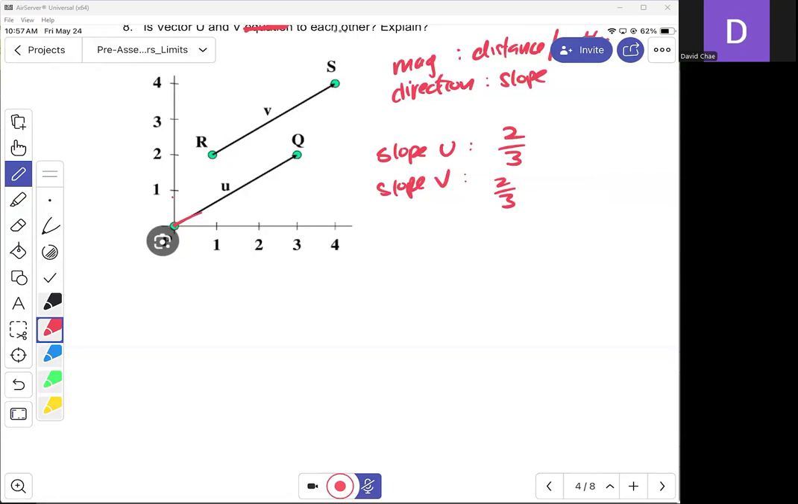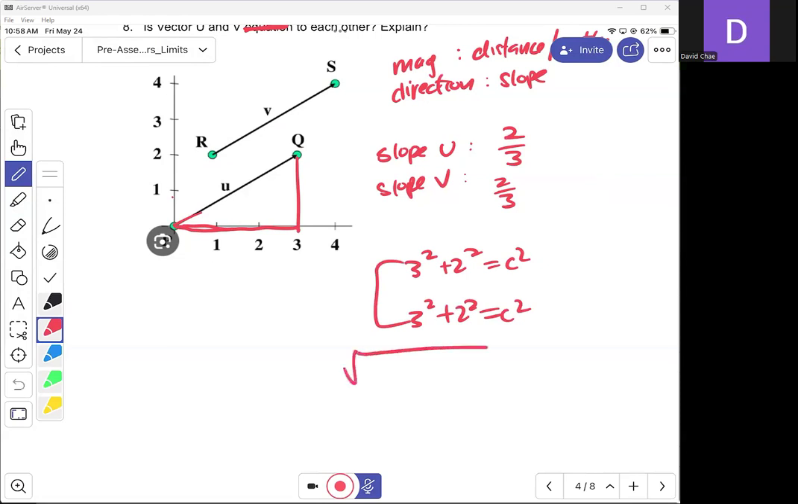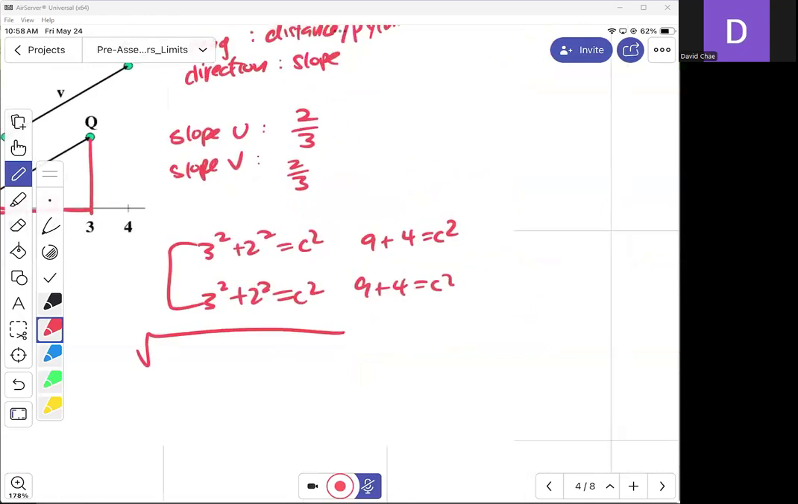And then you may want to do the Pythagorean theorem, 3 and 2. So 3 squared plus 2 squared is equal to c squared, and obviously they're equal to each other. You can also do the distance formula. Well, let's finish this out. 9 plus 4 is equal to c squared. So they're both equal to the square root of 13.